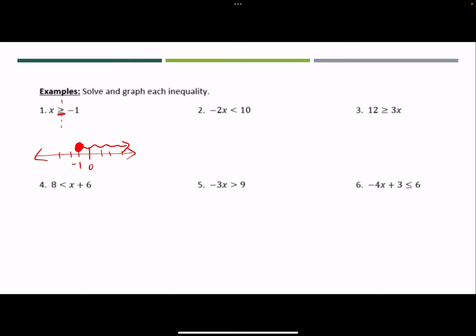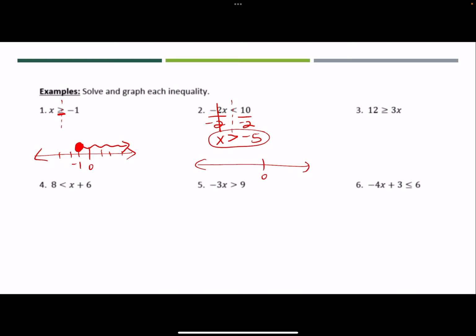All right, number 2. So I'm solving for x, splitting at the inequality. I have -2 times x is less than 10. So I need to divide, because this is multiplying, -2 times x. I'm going to divide by -2. Now, here's the thing. Because I'm dividing by a negative number, this should set off bells in your head. We have to flip the inequality. So this cancels. I have x, and then instead of a less than, it turns into a greater than. And then 10 divided by -2 is -5. So that's my solution.